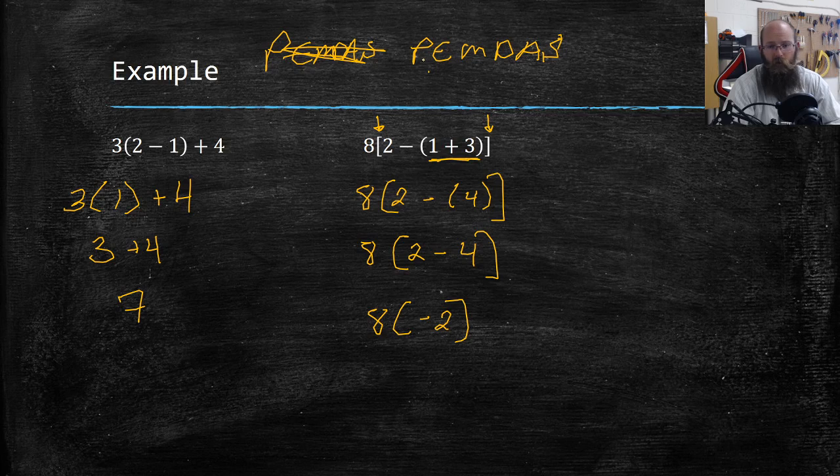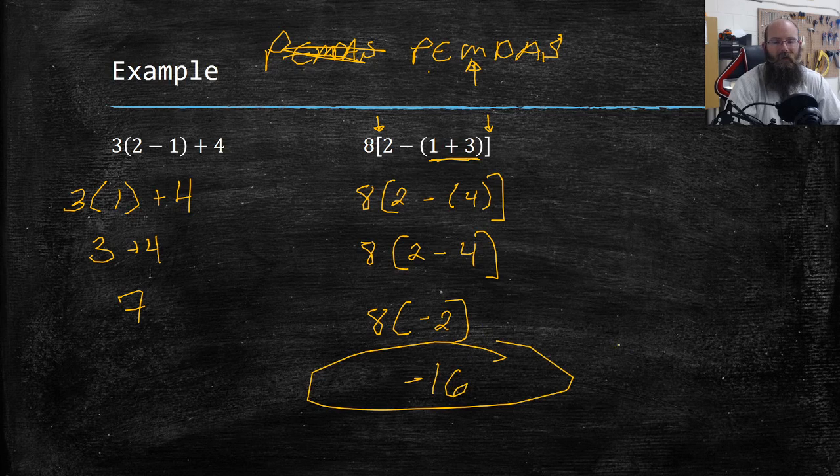Then I don't have parentheses anymore. Well, I guess I do have parentheses, but it's actually multiplication. So an 8 times this negative 2. Even though there's nothing between them, that's how I know it's multiplication. So 8 times negative 2 gets me a negative 16, and that one is done.